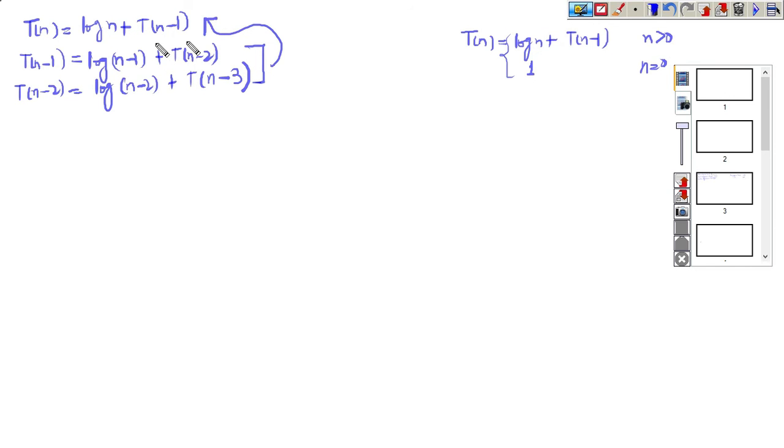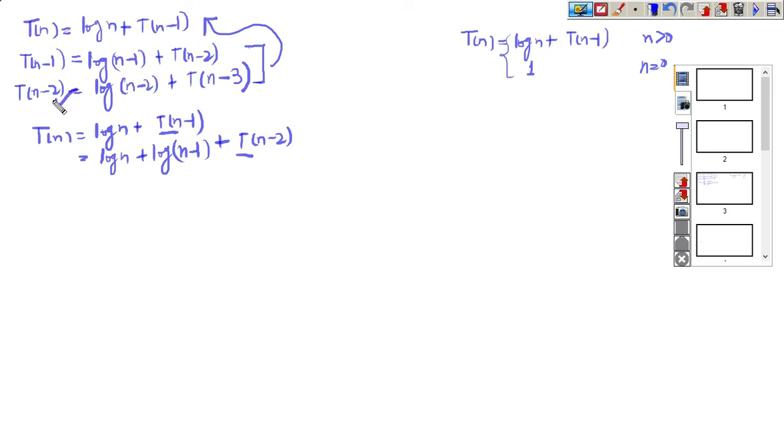So I will replace T of n minus 1 with this value. My main equation is T of n equals log n plus T of n minus 1. I am going to replace T of n minus 1 using this. So I get log n plus log of n minus 1 plus T of n minus 2. Now I can replace T of n minus 2 from this equation. So I can write log n plus log of n minus 1 plus log of n minus 2.